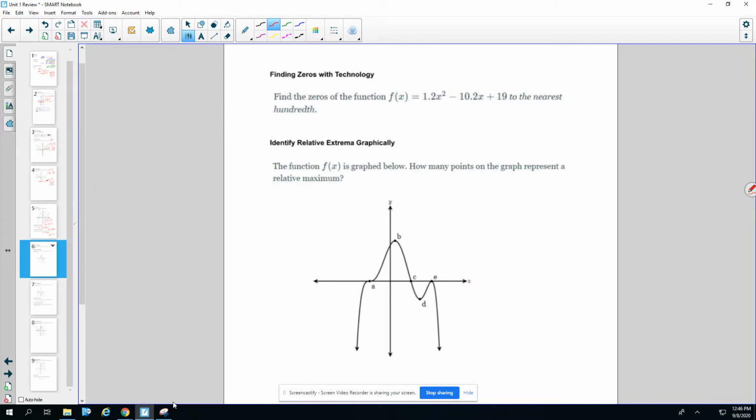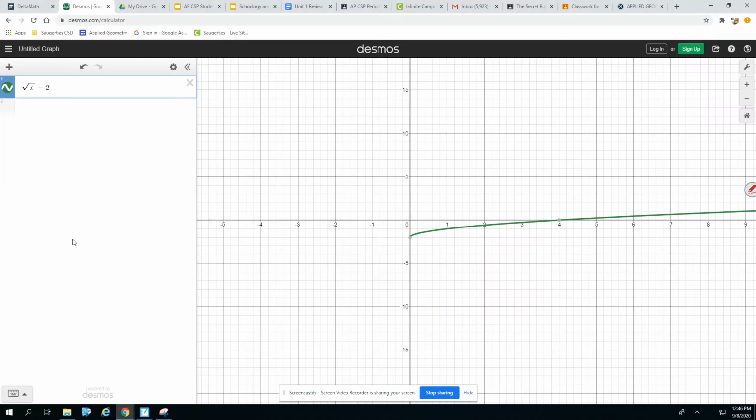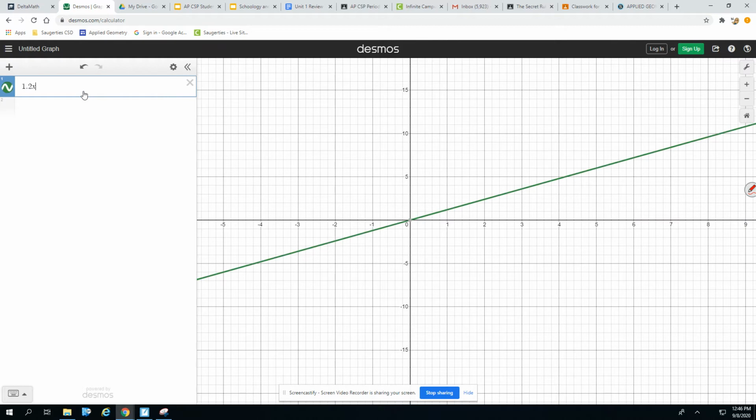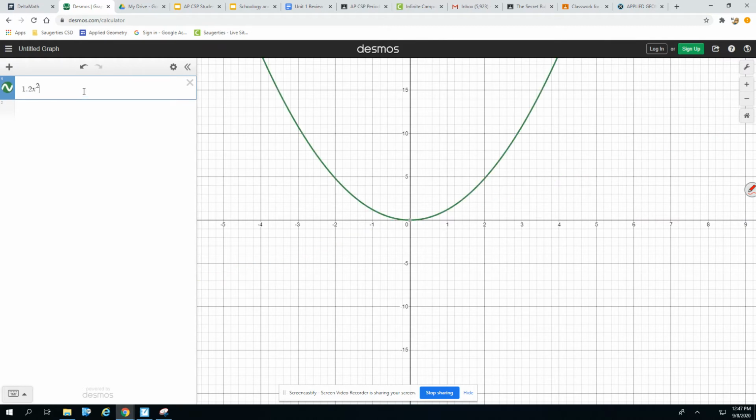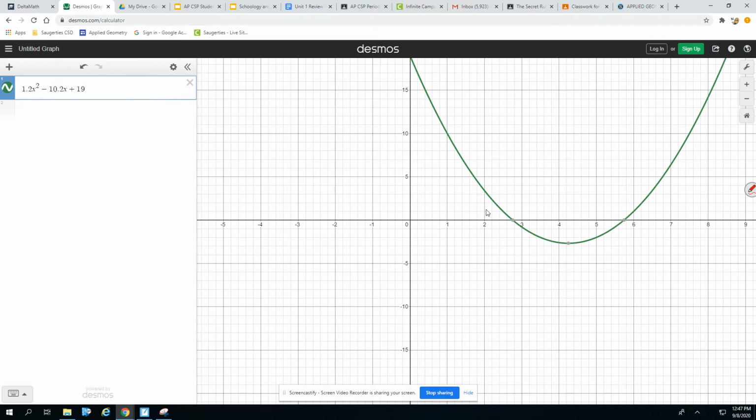Another one where we need the graphing calculator. Now we're finding the zeros. So I'm going to go back over here. And I have 1.2x squared minus 10.2x plus 19. I'm finding the zeros, so I'm going to hover over those x-intercepts. So I see one of them would round to 2.76 to the nearest hundredth, and the other one would round to 5.74.